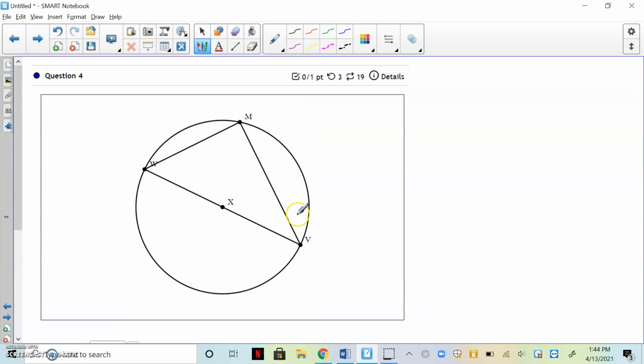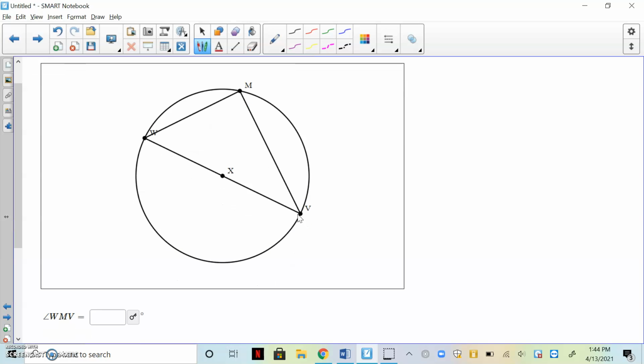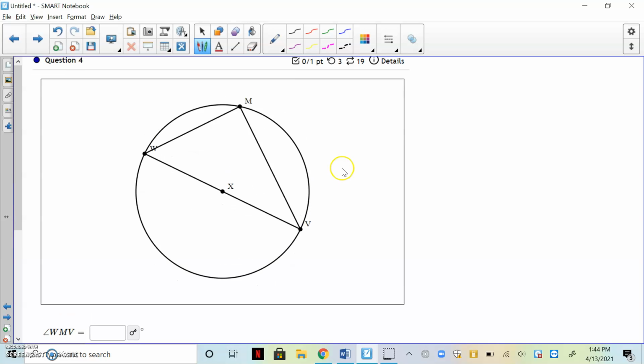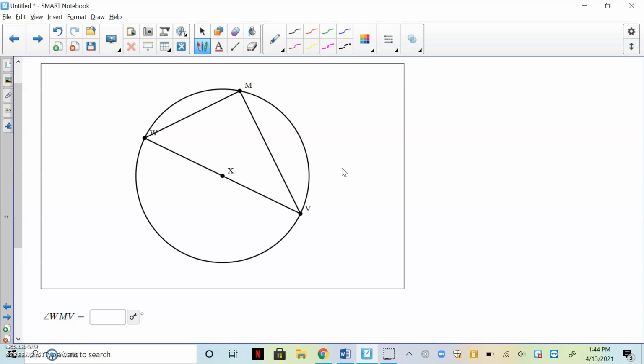On to the next. Let's go ahead and do number 4. There's a really important concept here. There are no numbers on this picture, so you might be thinking, well, how the heck am I supposed to know anything, any angle measures, without any numbers? And what's really important to notice here is the arc that this angle is intercepting, right? We are asked for the angle WMV. That is right here. We don't know what this angle is, but we do know that it's intercepting this arc.